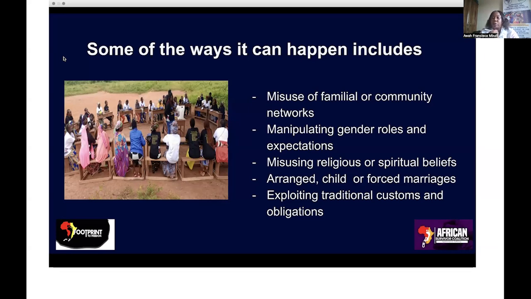When all these are put into practice and they are used negatively, these are some of the aspects that we can easily trace as how harmful cultural practices are open for traffickers to intersect and gain their victims. Next slide.